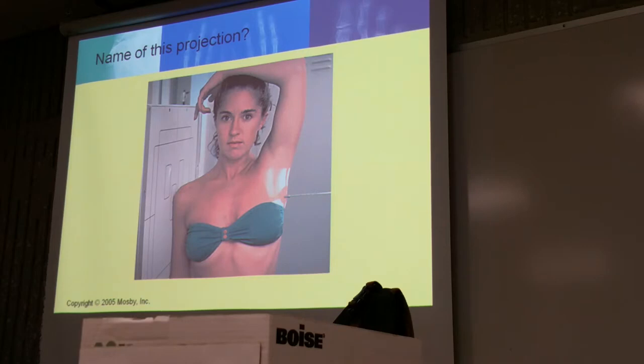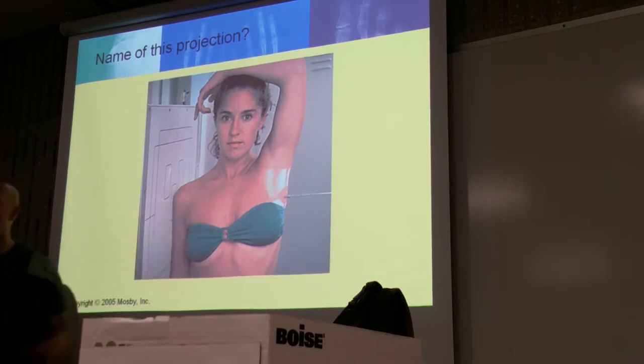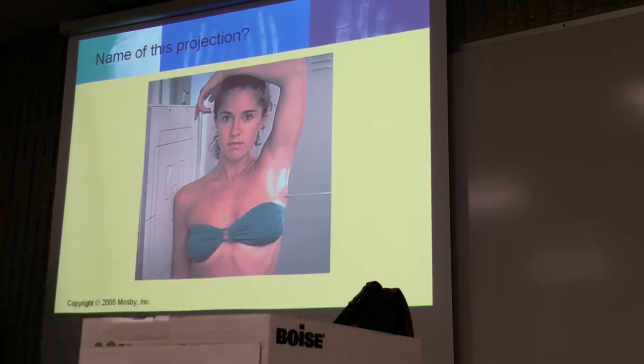All right. In this projection, what position are they in? Upright. Okay, they're upright. Okay, what else? Right lateral. Okay. You're not going to get an answer to this because I haven't talked about it yet. This projection is known as transthoracic, because we are trying to get a projection through the thorax of this patient here.